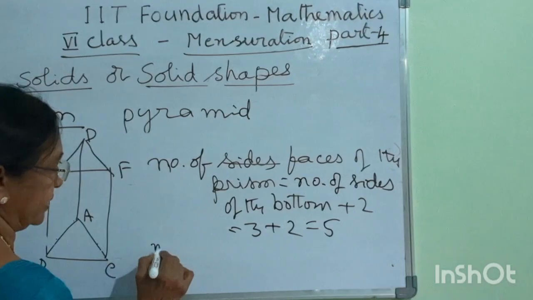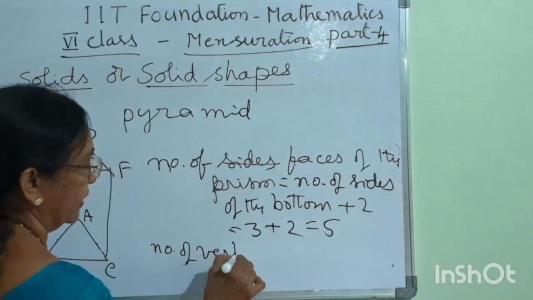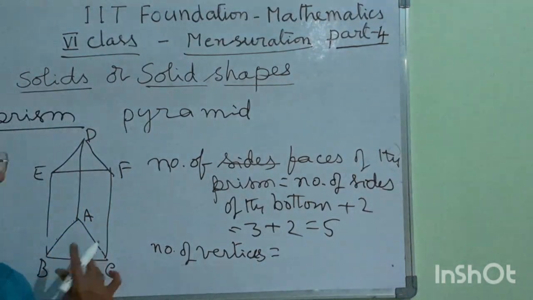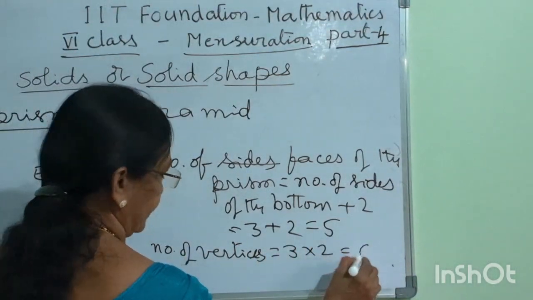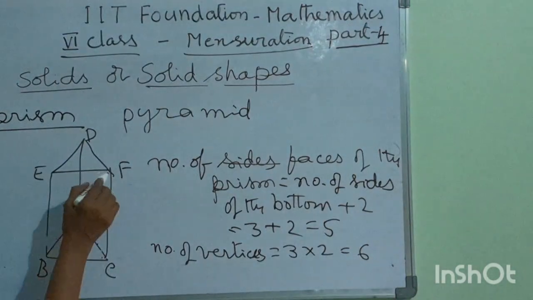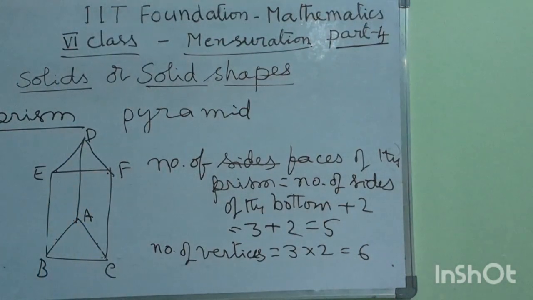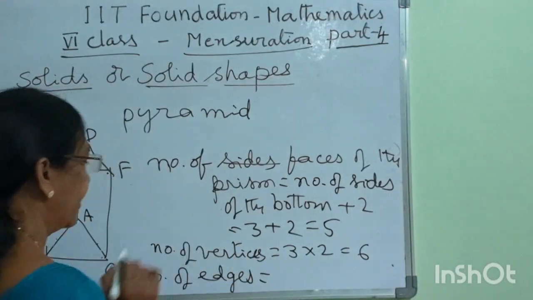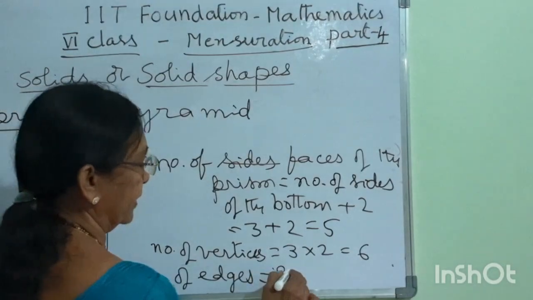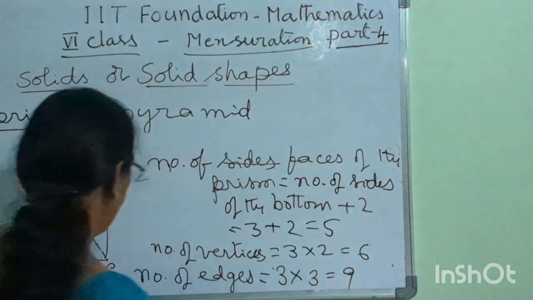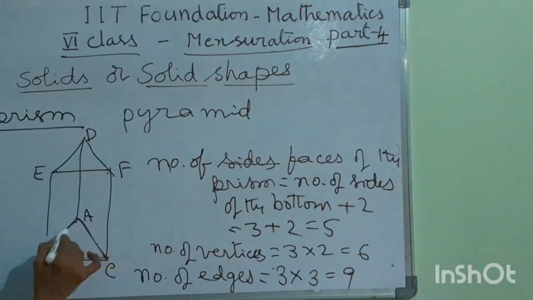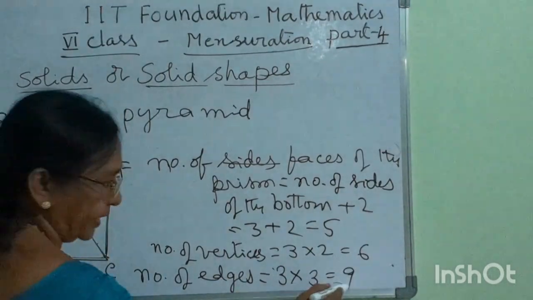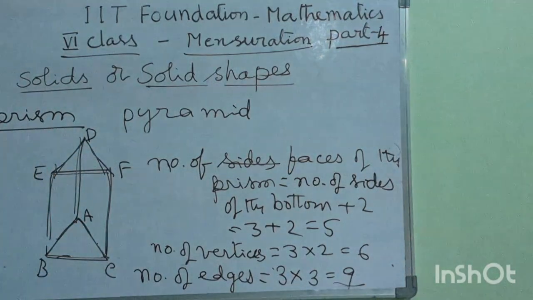Next, the number of vertices. The total number of vertices is equal to the number of sides into 2. 3 into 2 is 6. See, 1, 2, 3, 4, 5, 6. 6 vertices were there. Next, the number of edges. The number of edges is equal to the number of sides of the bottom, 3 into 3, is 9. See, the number of edges: 1, 2, 3, 4, 5, 6, 7, 8, 9. Therefore, 9 edges altogether for a triangular prism.